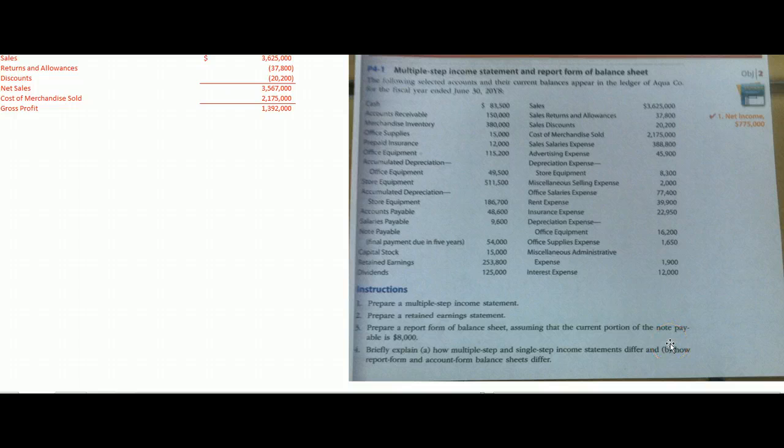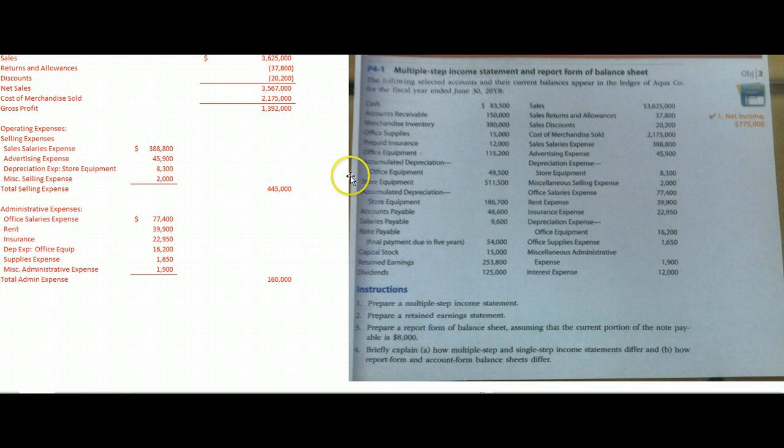And since this company is a merchandising company, in other words, since it sells things, the biggest expense it's going to have is the cost of those things. So we subtract that first, cost of merchandise sold or cost of goods sold. In other words, we sold a bunch of things, they cost us $2,175,000, but we sold them for more than that, $3,567,000. So our markup, our gross profit, is $1,392,000.